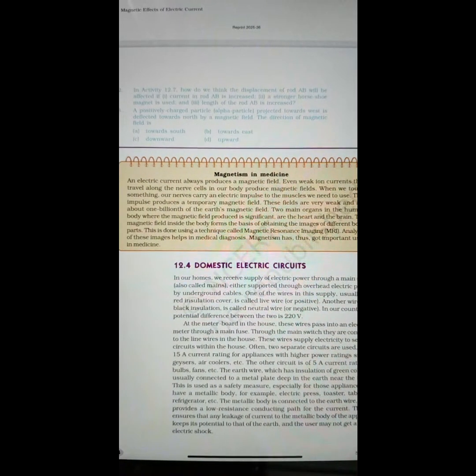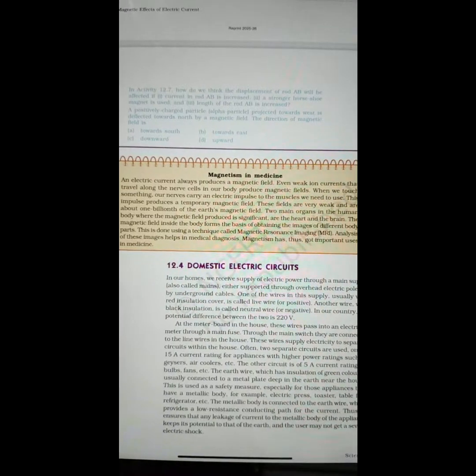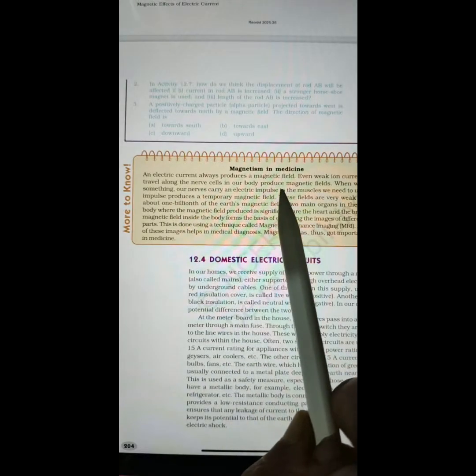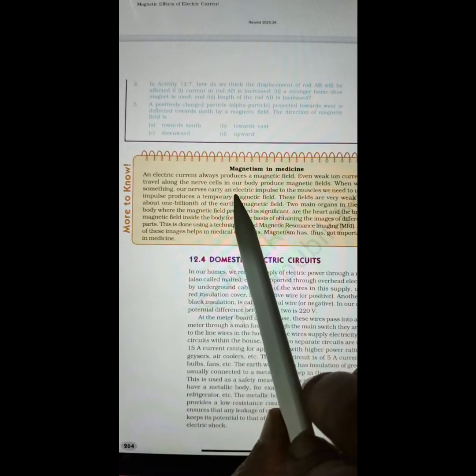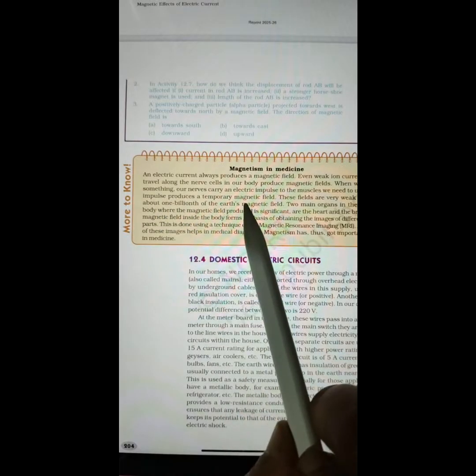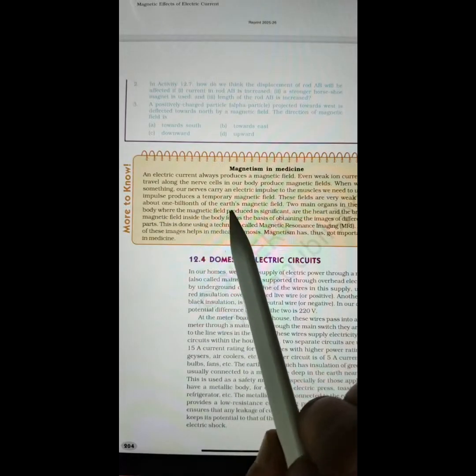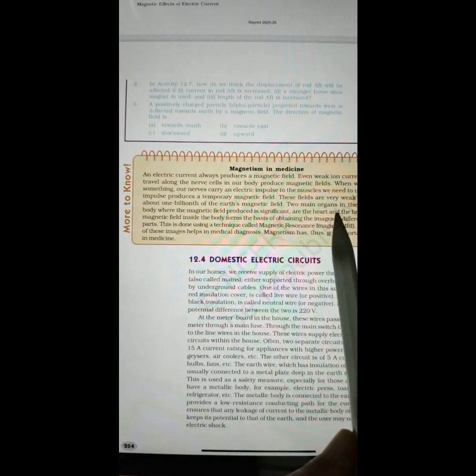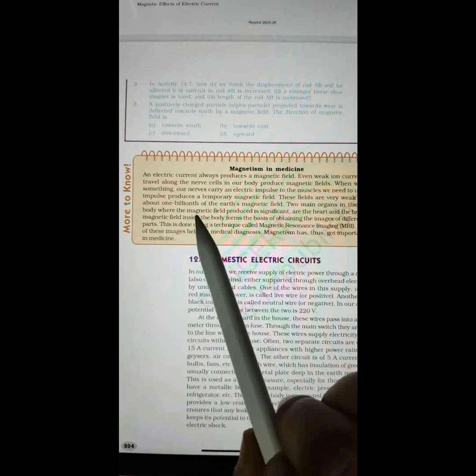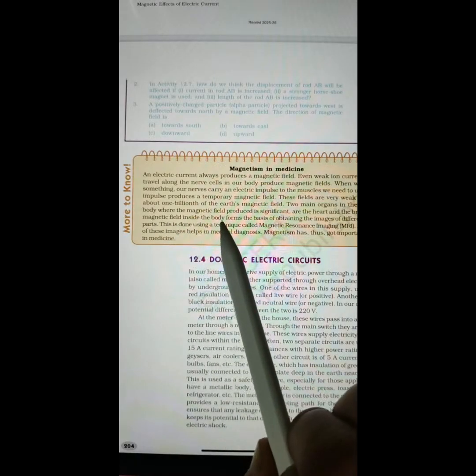More to know. Magnetism in medicine. An electric current always produces a magnetic field. Even weak ion currents that travel along the nerve cells in our body produce magnetic fields. When we touch something, our nerves carry an electric impulse to the muscles we need to use. This impulse produces a temporary magnetic field. These fields are very weak and are about one billionth of the Earth's magnetic field. The organs in the human body where the magnetic field is significant are the heart and the brain.